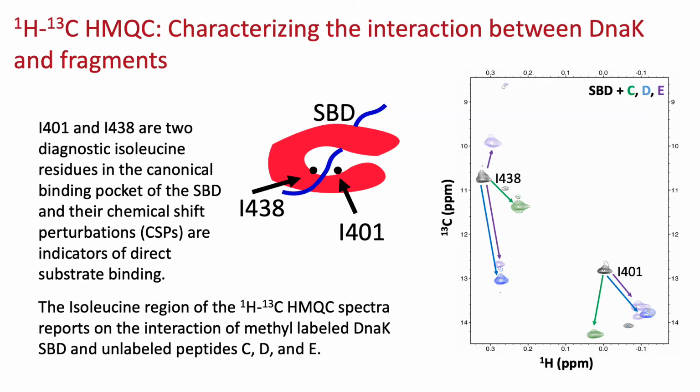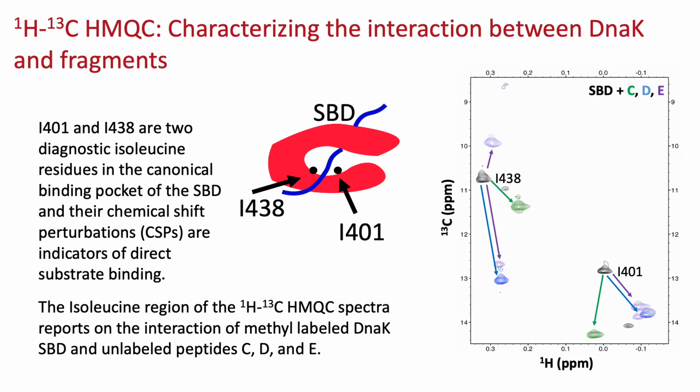In order to characterize the interaction between DnaK and the fragments, the methyls of isoleucine residues in the SBD were labeled, and coupled with transverse relaxation optimized spectroscopy, or the TROSY technique, to obtain high-resolution spectra for proteins with higher molecular weight, such as the SBD in complex with fragment. Labeling the isoleucines gives insight into key residues in the binding cleft of the SBD, which contains 2 diagnostic isoleucine residues. Their chemical shift perturbations, or CSPs, directly report on substrate binding.